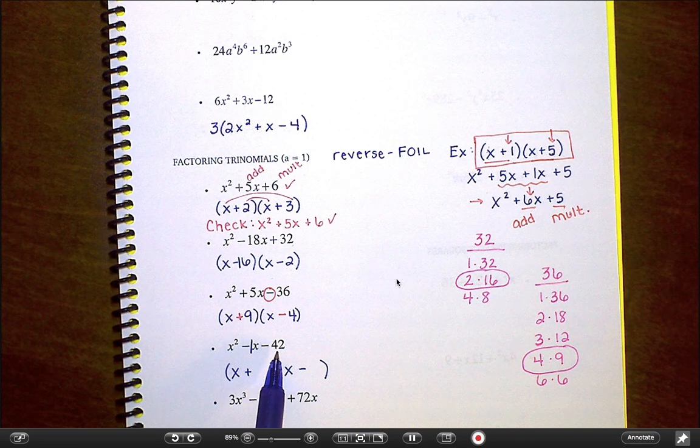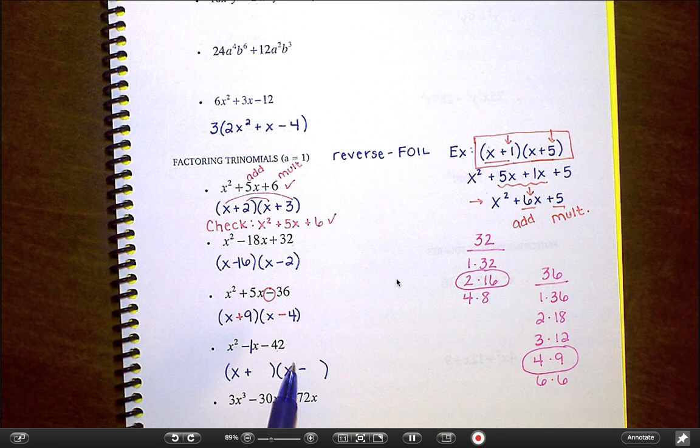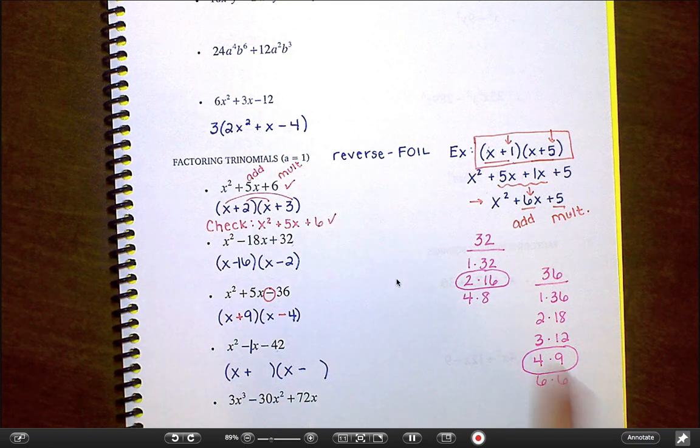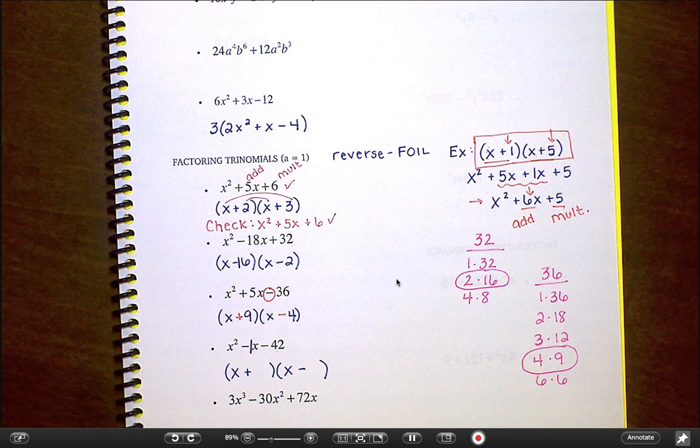So how do I multiply to 42 and subtract to make 1? I threw this example in here because this one always throws everybody off. They somehow want to use 1 and 42. But I need numbers that when I subtract them, are going to have a difference of 1. So how can we multiply to make 42 with a difference of 1?